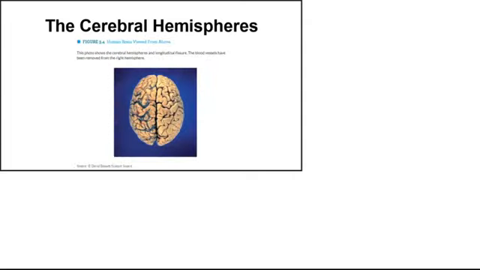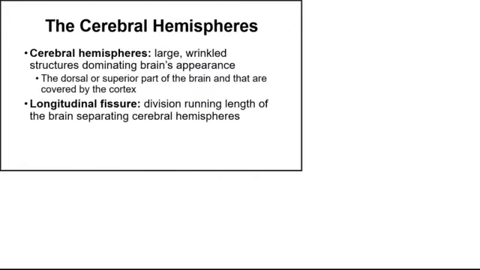So if we go to our next slide, that would be the two parts of our brain. What we see on the outside are our cerebral hemispheres. We can call this the dorsal or the superior part of the brain, and they're covered by the cortex. That's that outer layer at the top front-ish of your brain.